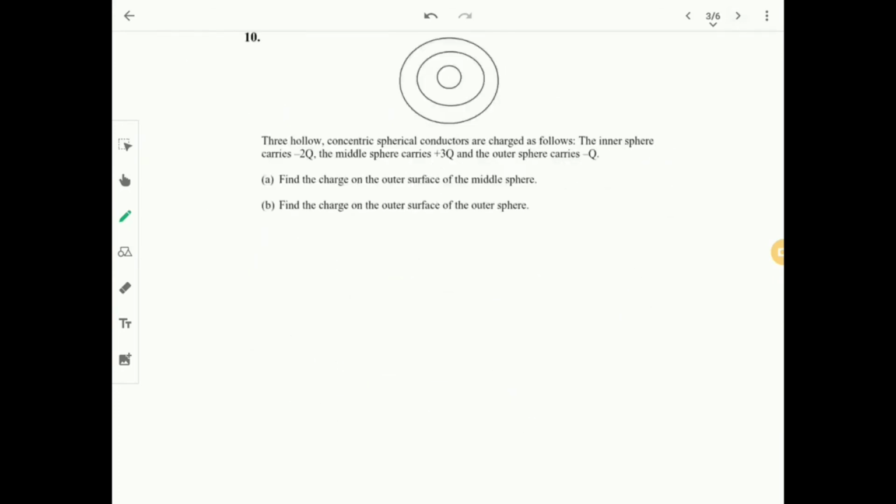Last question for chapter 22 is number 10. We have 3 hollow concentric spherical conductors. They are charged as follows. The inner one has minus 2q, the middle one has plus 3q, and the outer sphere carries minus q. I'll give you guys a few seconds and you can solve.